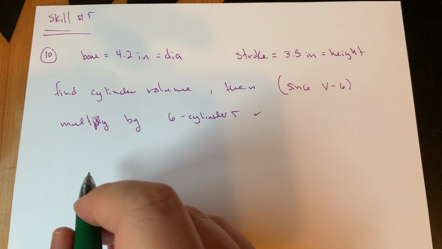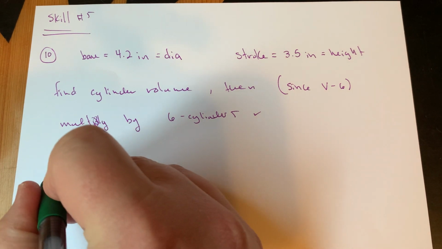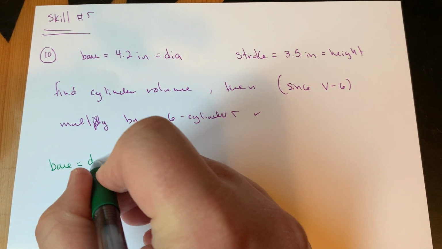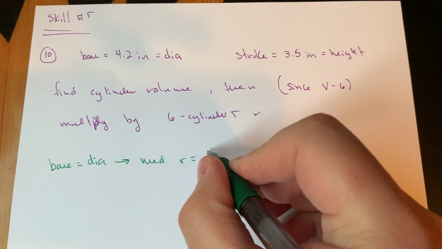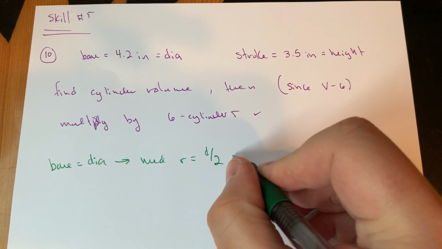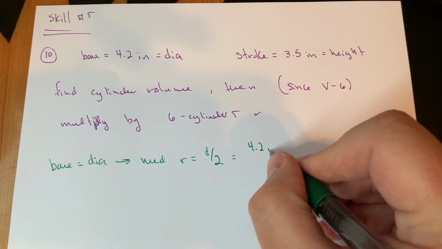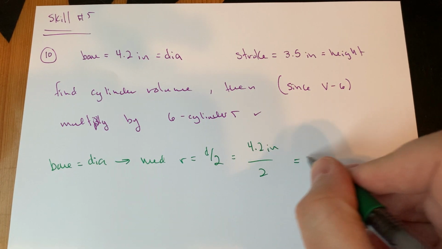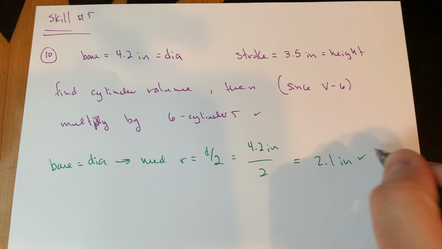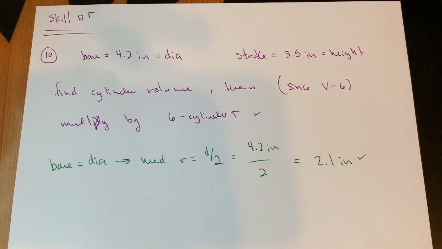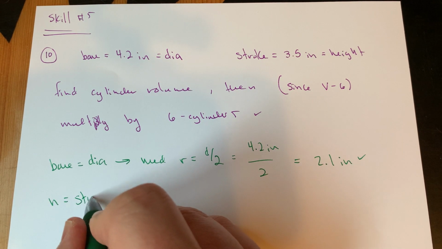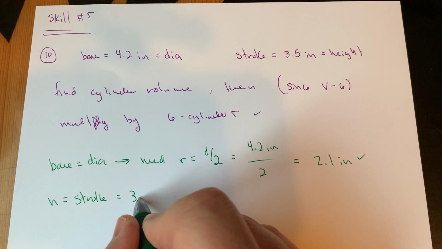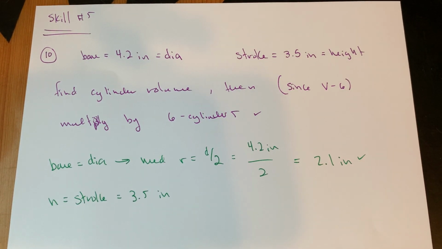All right, so what do we have? Bore is my diameter. So I need the radius, which is my diameter over 2. So that's going to be 4.2 inches divided by 2. That's straightforward enough. That would be 2.1 inches. So my radius is 2.1 inches. Height is good to go, right? Height is my stroke, which is 3.5 inches.